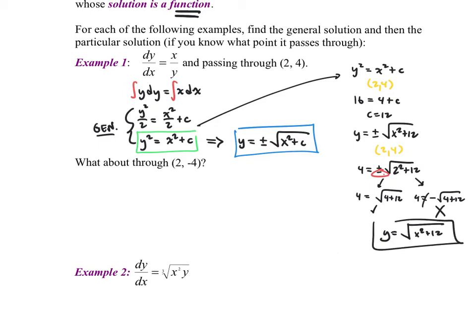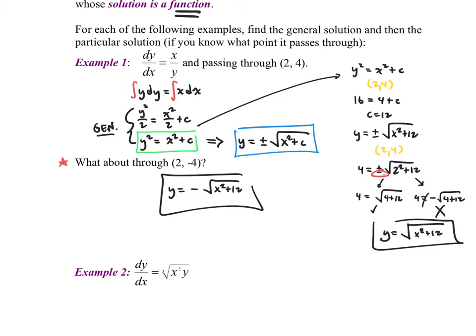Okay, so let's take a look now at the second part of this. Nice little caveat here. What about the point (2, -4)? Well, clearly for (2, -4), we would go through the exact same process, and the particular solution there would be the other half of this general solution.